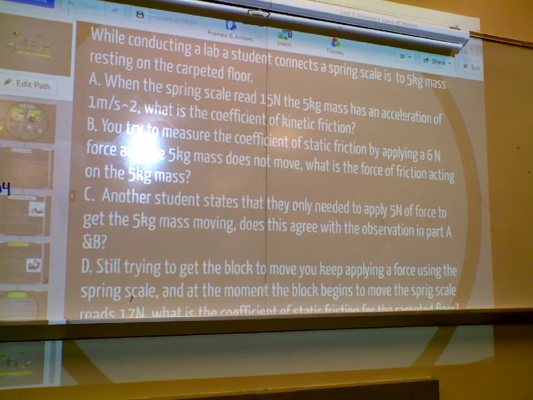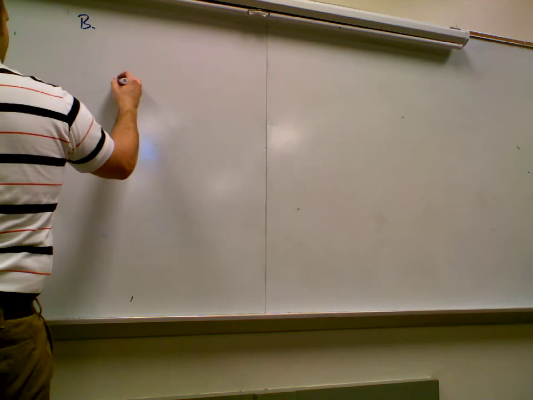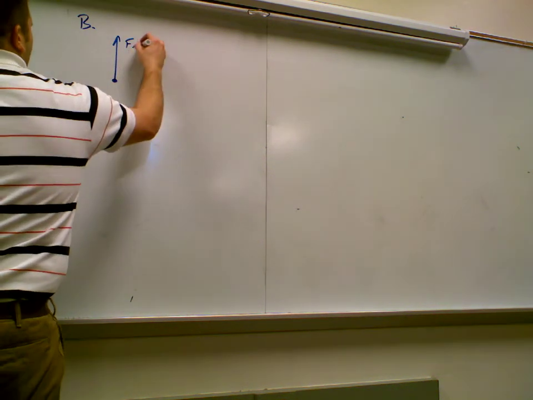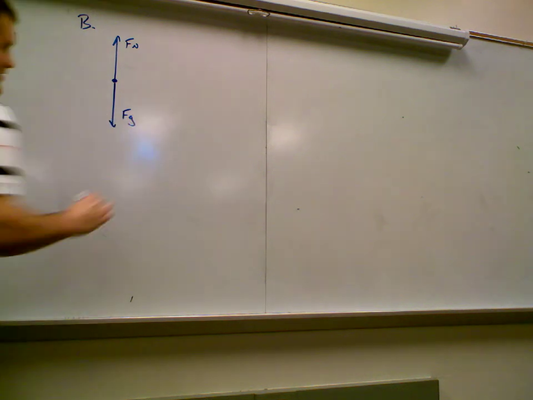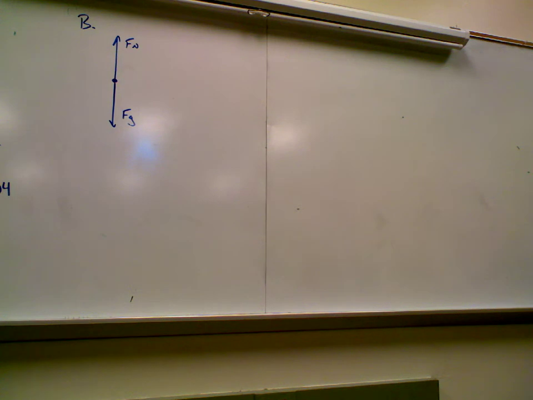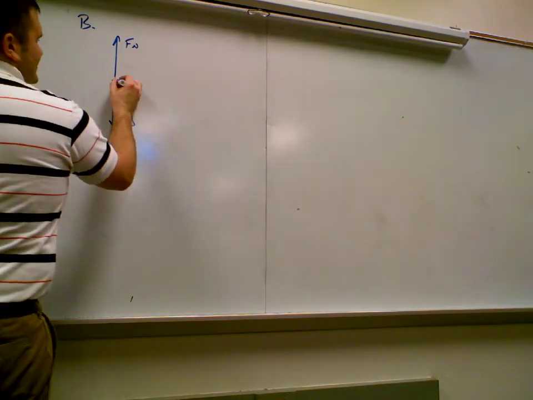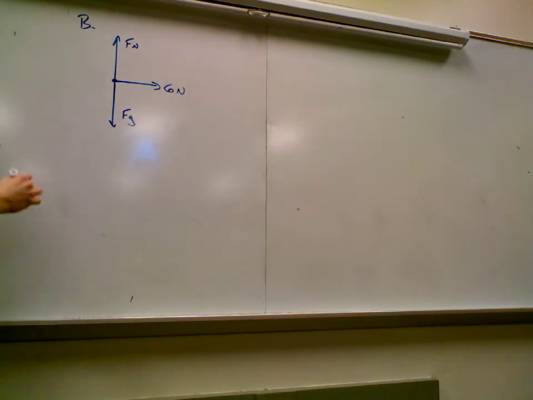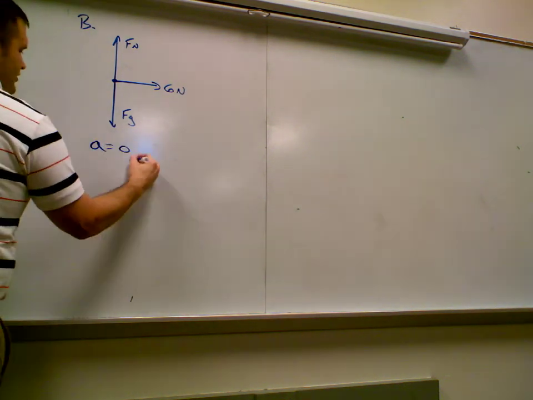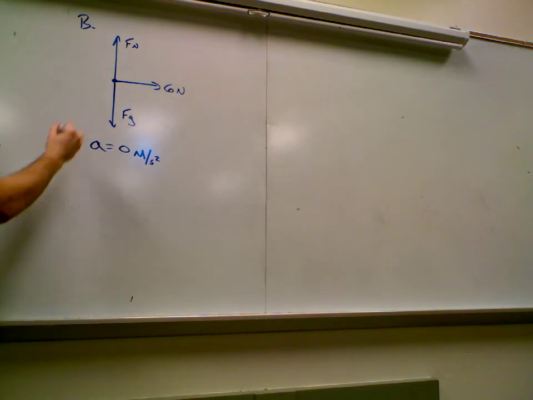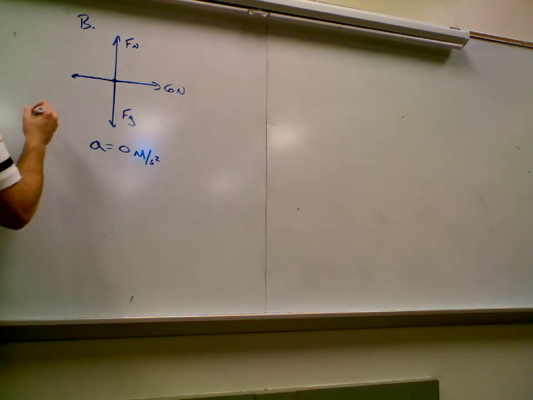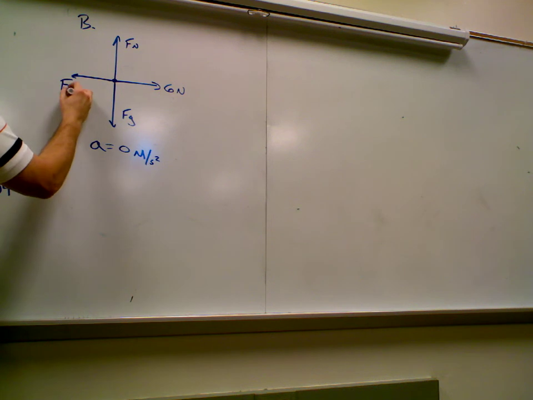All right. So part B. Now we apply a 6 Newton force, and it does not move. So what type of friction is acting? Static. Good. If we draw a free body diagram, Fn and Fg are still there. Now our pull is 6 newtons, and acceleration is 0, so there's no movement. This is our force of static friction.